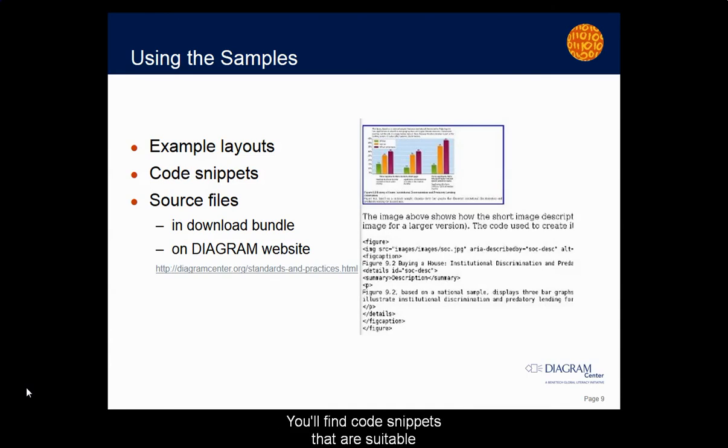You'll find code snippets that are suitable for cutting and pasting and adapting into your own files as you start creating your own accessible media. We included source files for everything we did. They are in the download bundle that I will talk about later on, and they're also available on the Diagram website, so you can actually get the files that we use to create the images you will see. Now let's take a look at the first sample. Lucia?